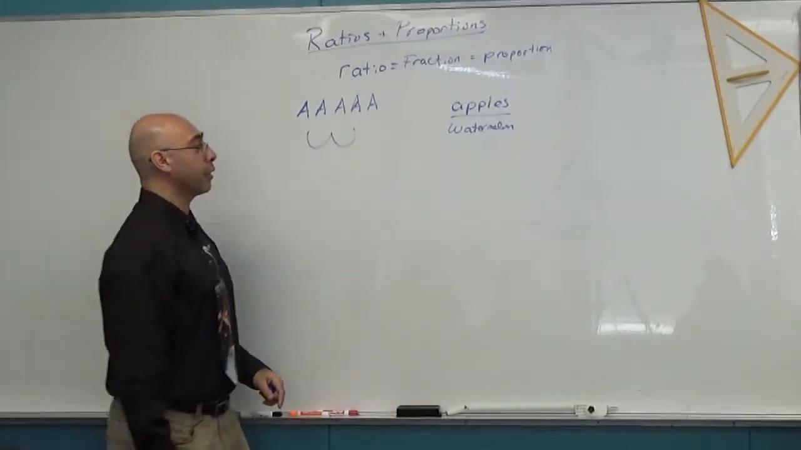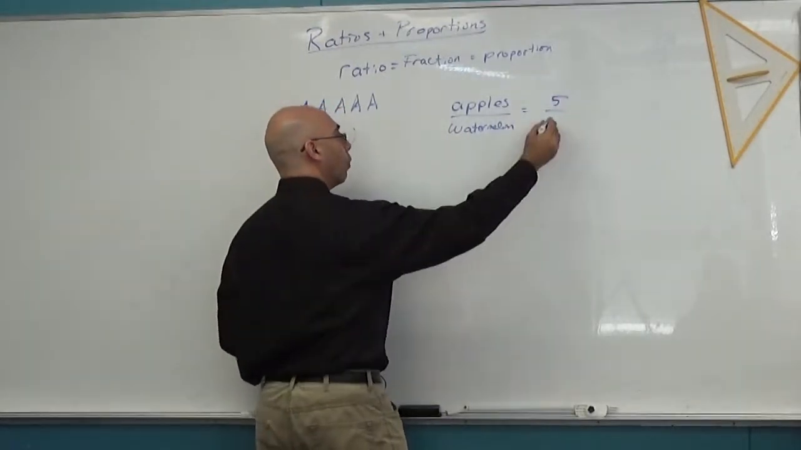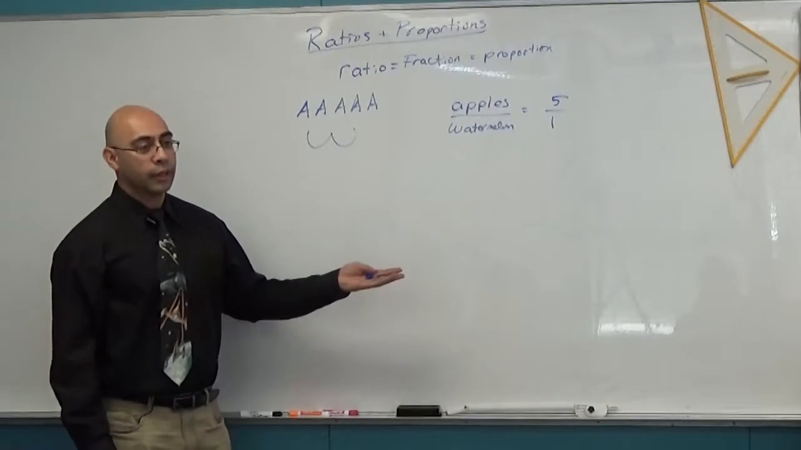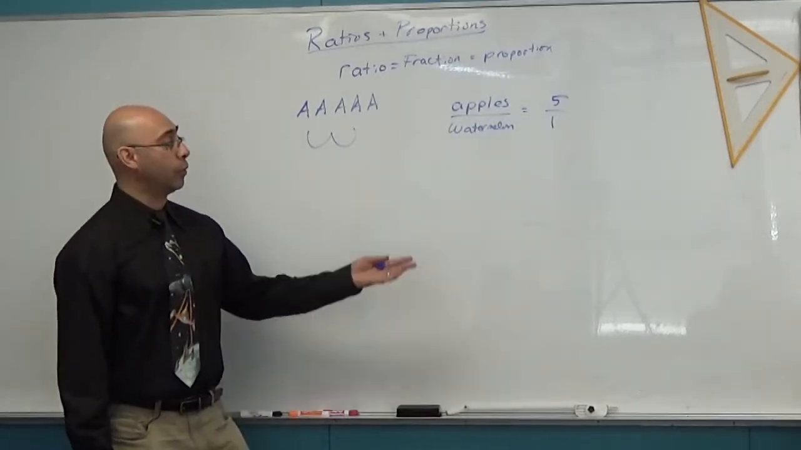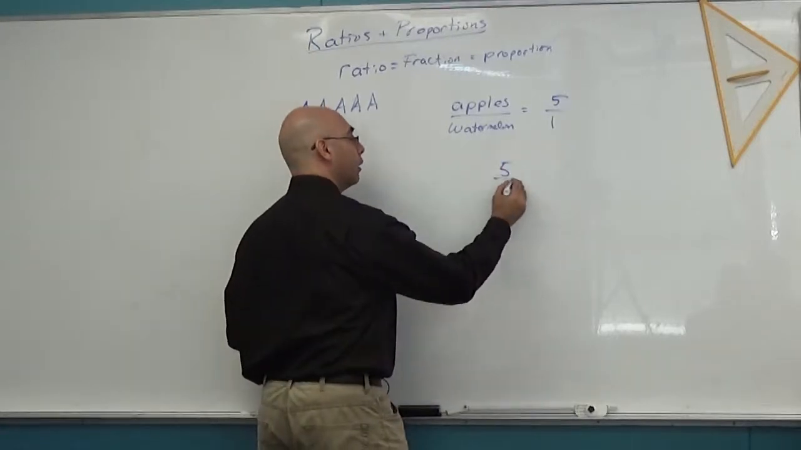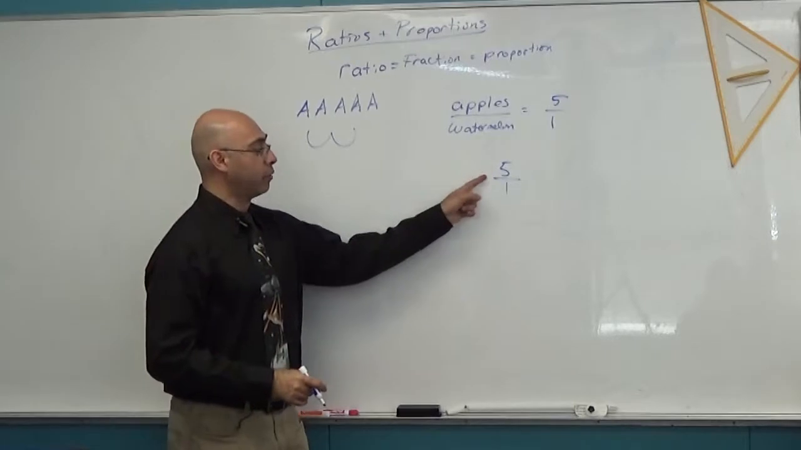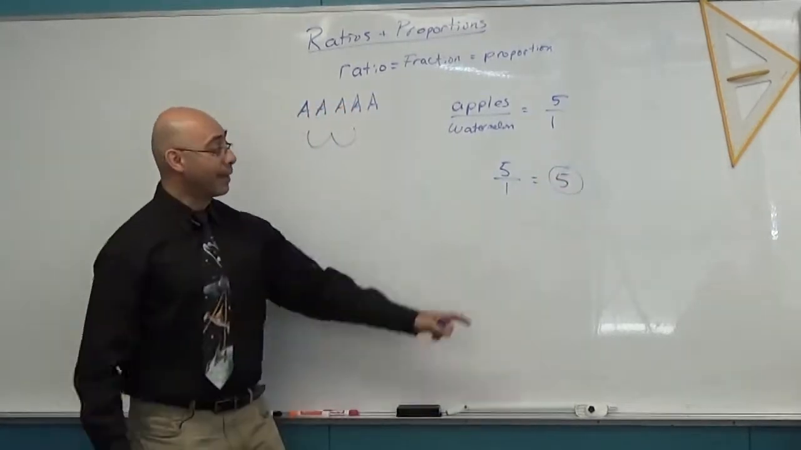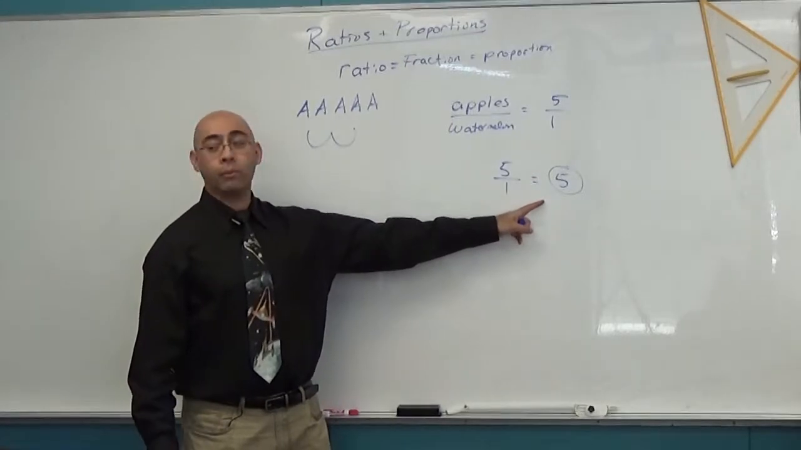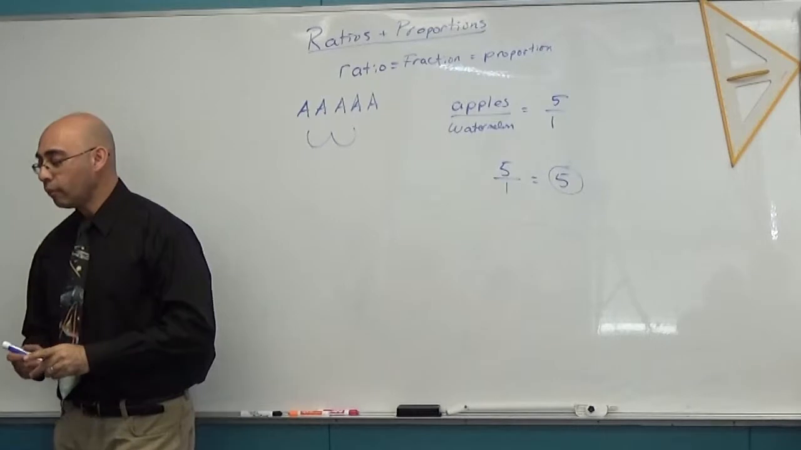So how many apples are there? 5. How many watermelons are there? 1. So by looking at this, there are 5 times as many apples as watermelons. Because if you were to look at this fraction, 5 over 1, how would you simplify 5 over 1? 5, because what's 5 divided by 1? The answer is 5. So you could say there are 5 times as many apples as watermelons. Pretty simple, isn't it?